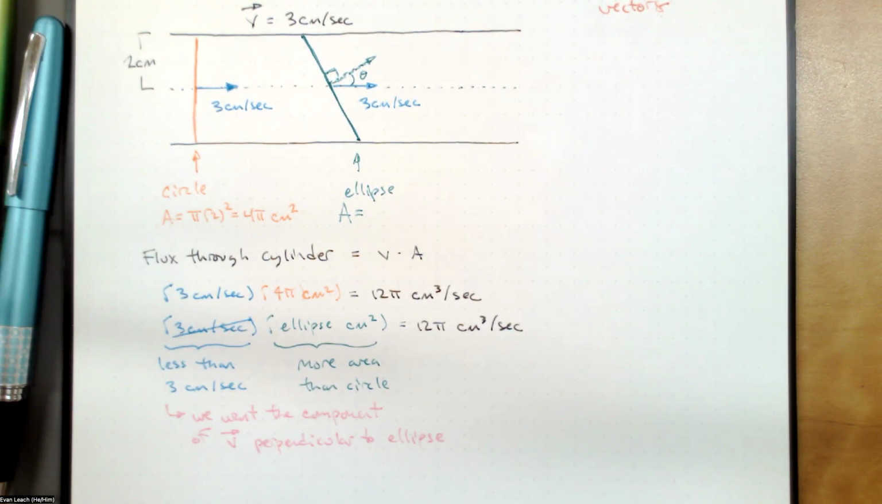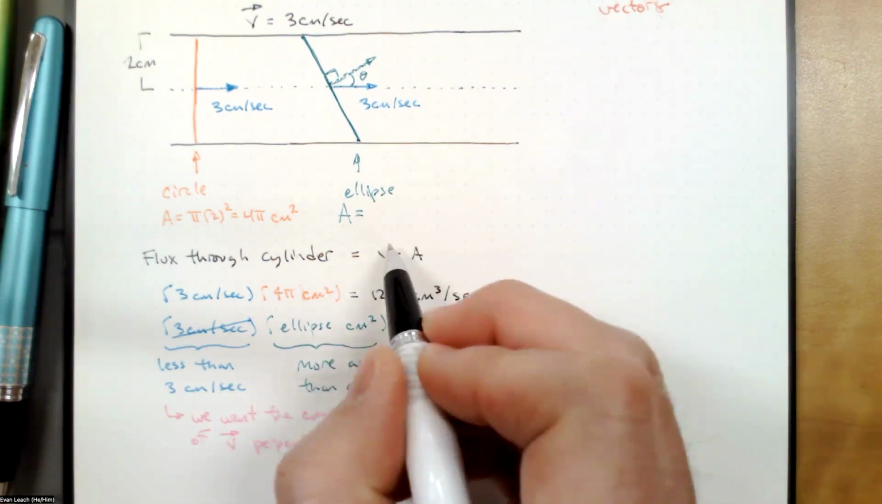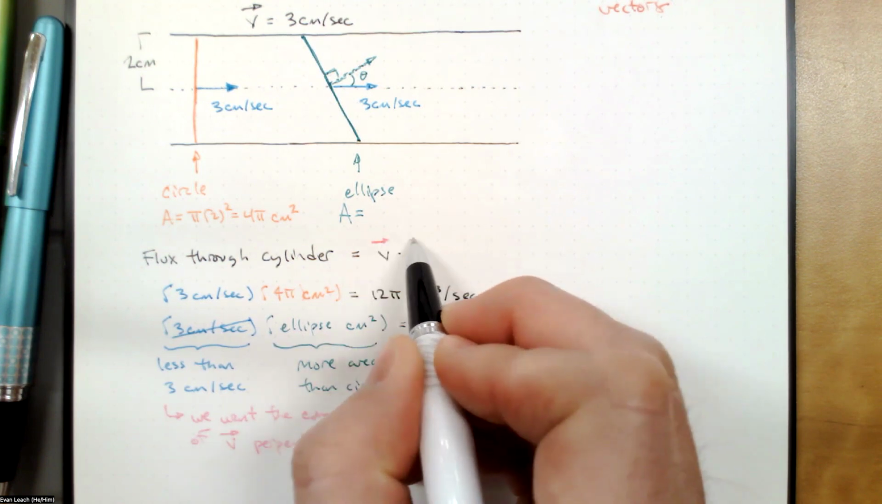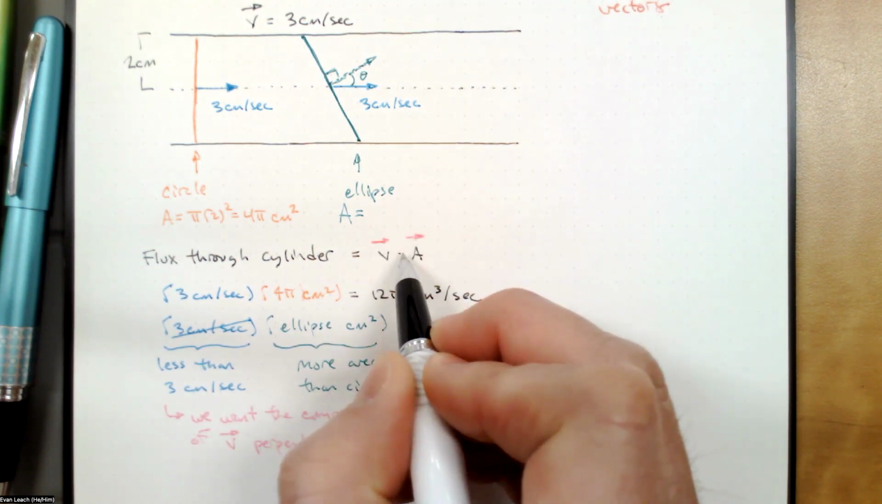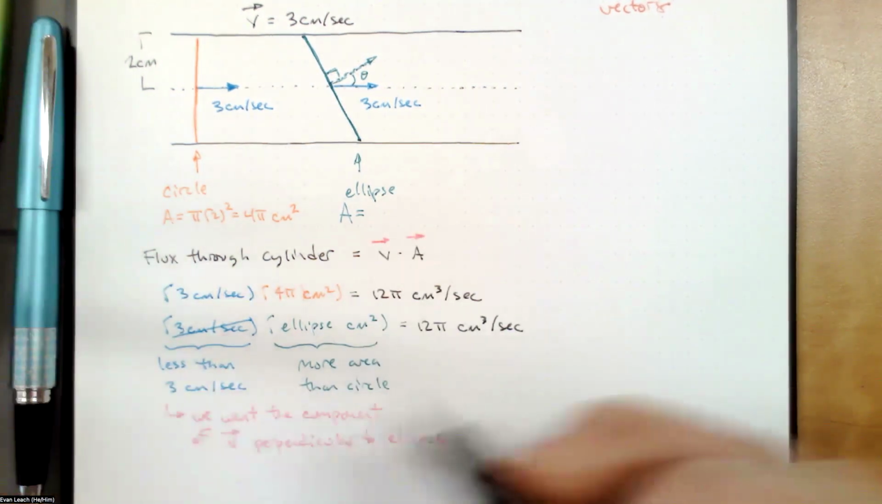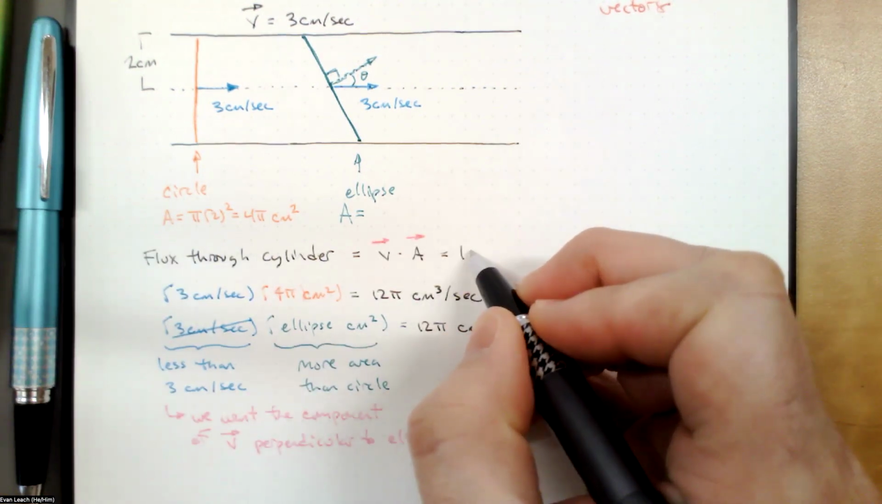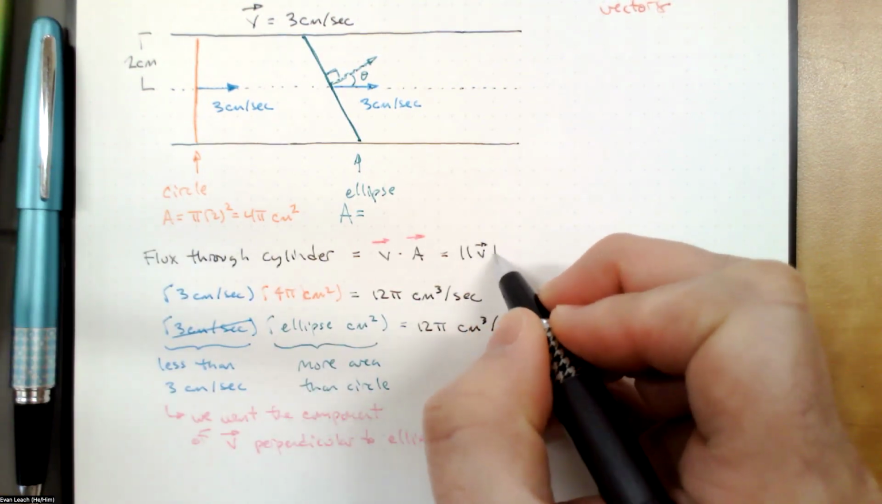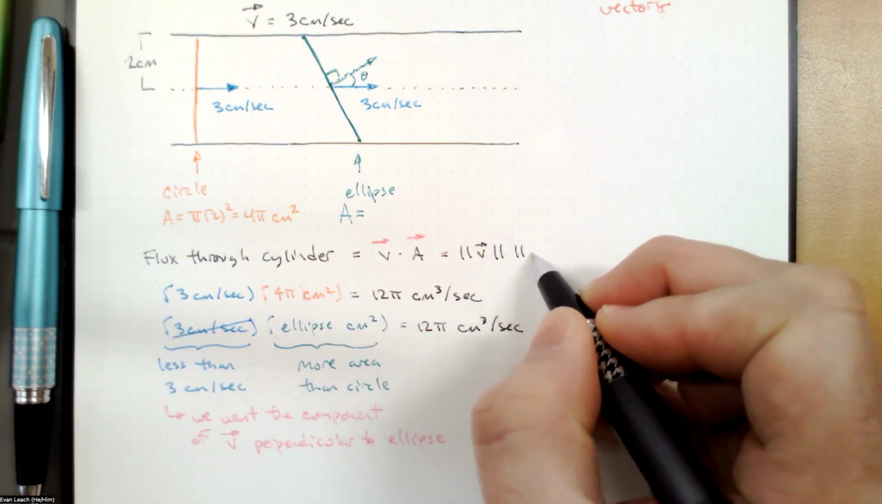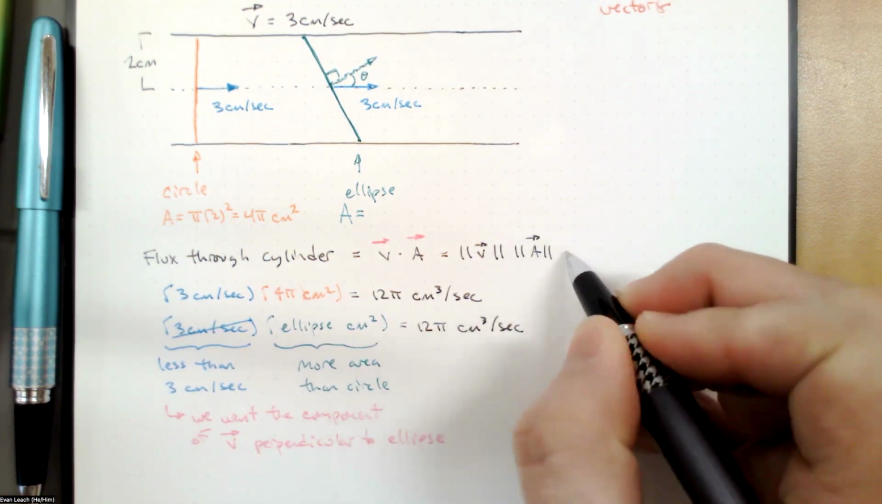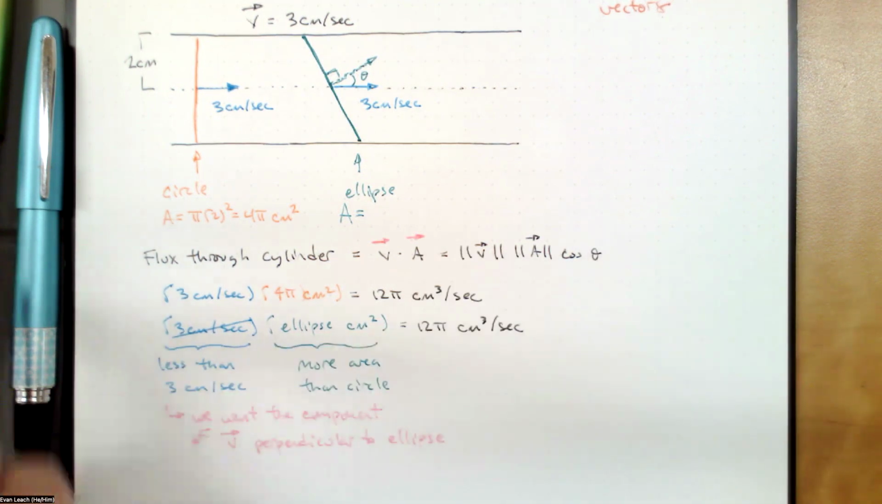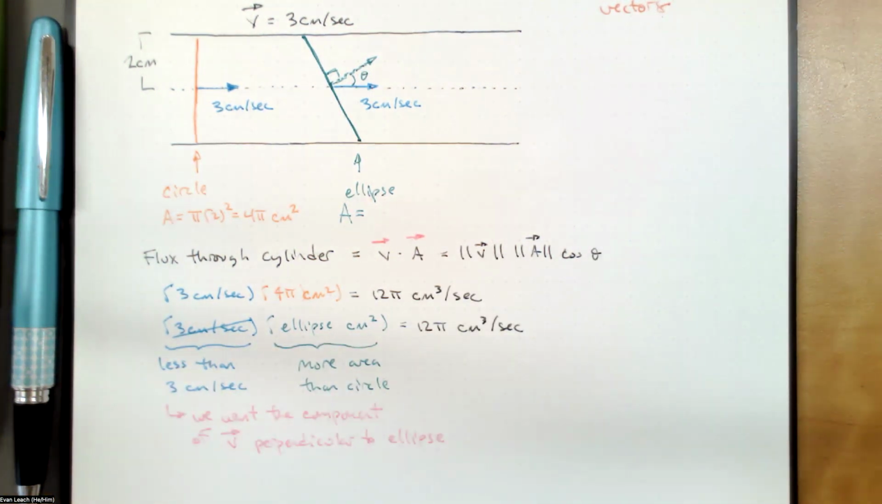So that tells us some stuff. If I want the component of V that's perpendicular to the ellipse, instead of multiplying two scalars, I'm finding the dot product of these two vectors. So I'll want to take the magnitude of V times the magnitude of A times the cosine of the angle between them. From a dot product as multiplication standpoint, this is where that cosine comes from.